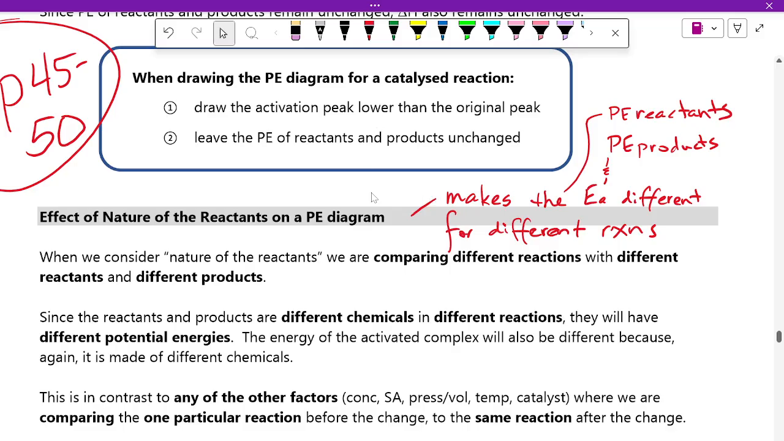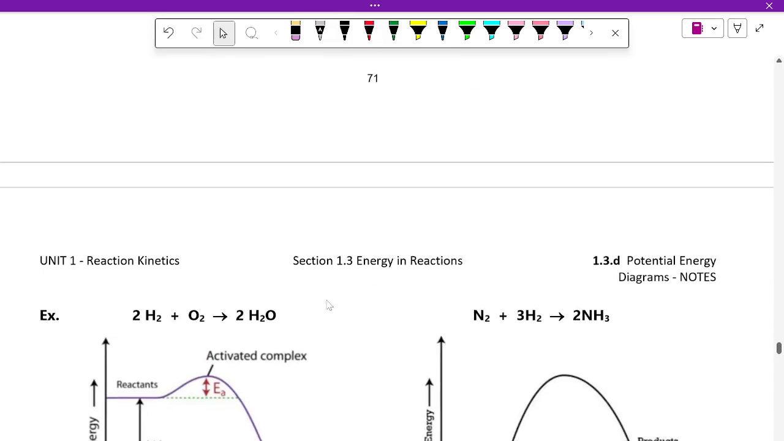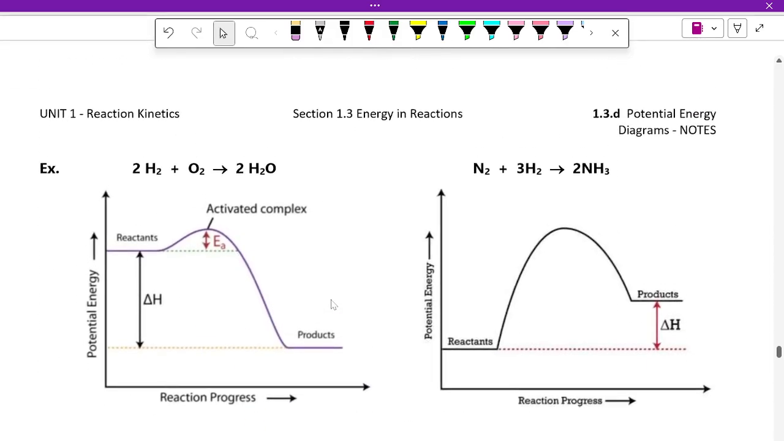So basically it changes everything about the graph, because it's a different reaction. Shocking. So here is reaction A, reaction B. Look, they're different because they're for different things. Shocking.